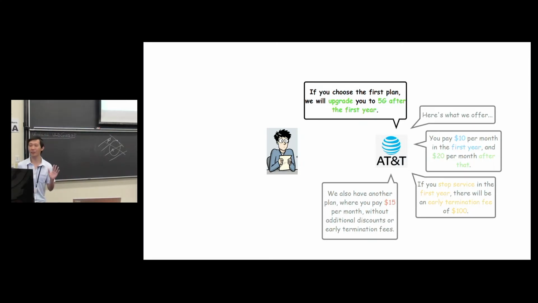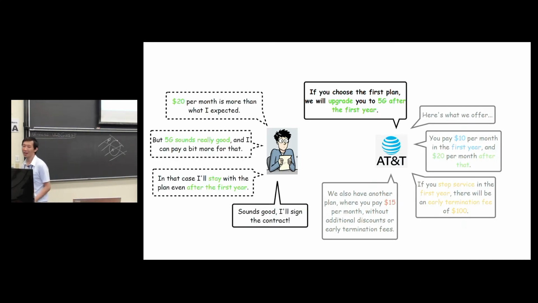Actually, if you choose the first plan, we'll upgrade your service to 5G after the first year. How about that? Right. So now the customer's MDP is different again. So the customer's like, well, $20 per month is still a bit too much, but 5G I really like, so I'm willing to pay a little bit more for that. Right. And in that case, maybe I'll just stay within the plan even after the first year. So that's a happy ending for both the carrier and the customer.